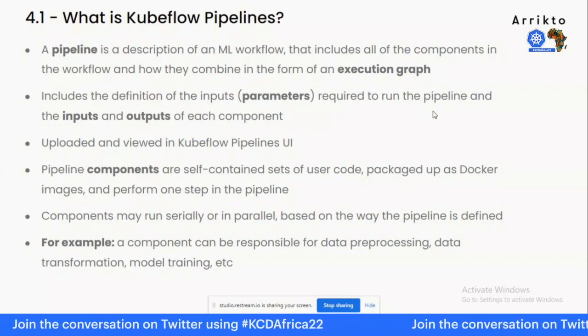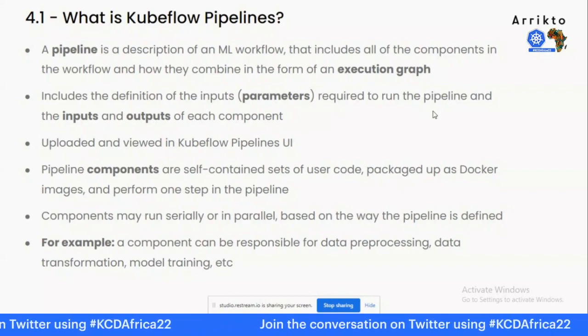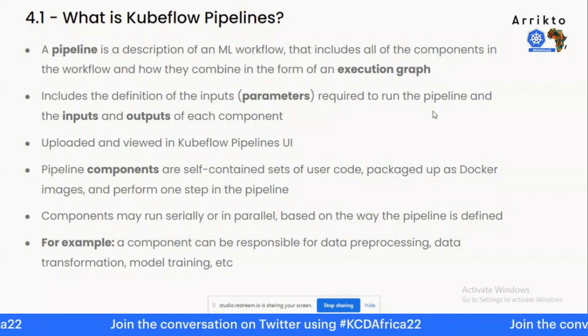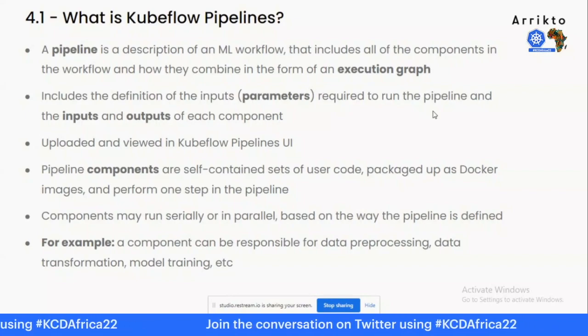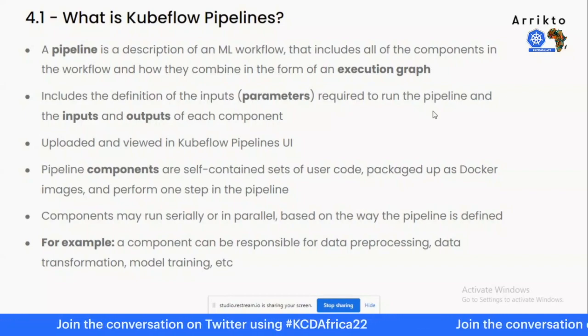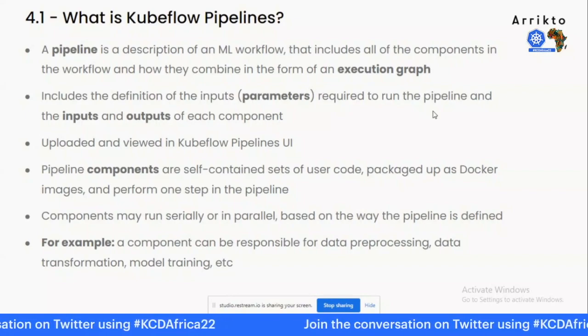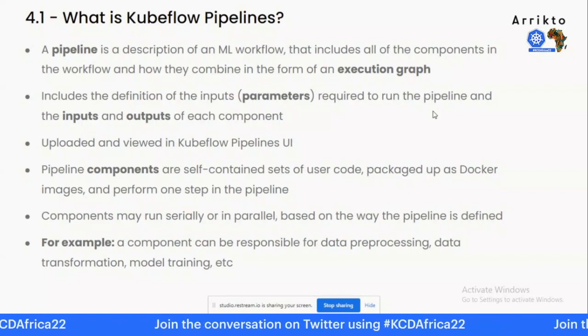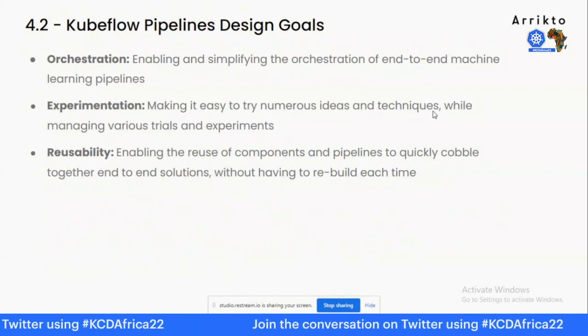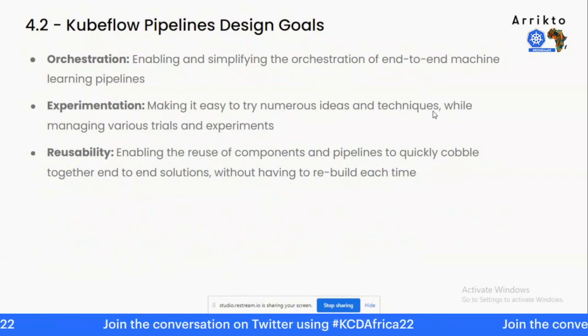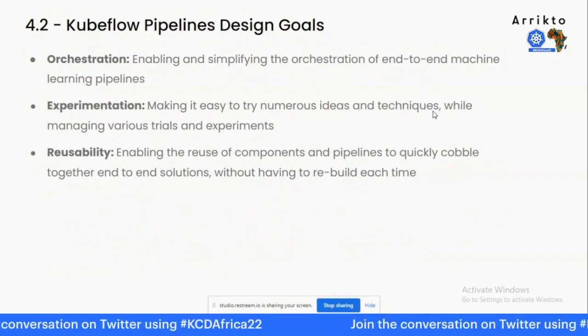Pipeline components are self-contained sets of user code packaged up as Docker images, and they perform one step in the pipeline. Components may run serially or in parallel based on the way the pipelines are defined, and we'll get to see all this in the hands-on example. Kubeflow pipeline design gives us orchestration, experimentation, and reusability. We'll get to experience all this in the pipeline.